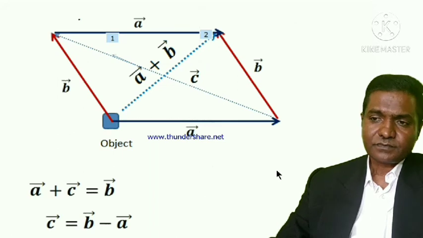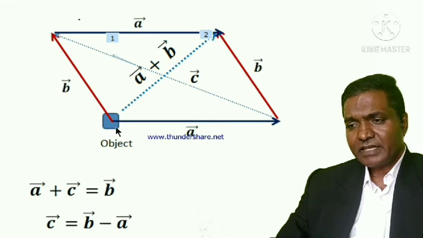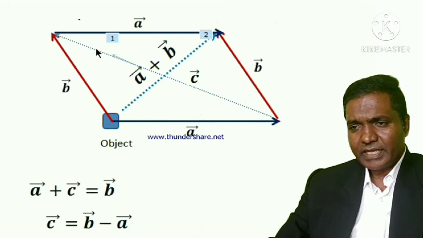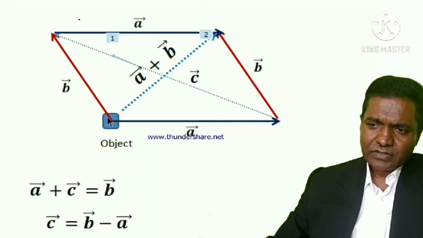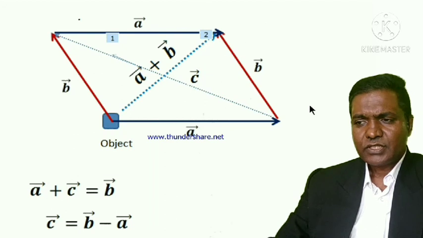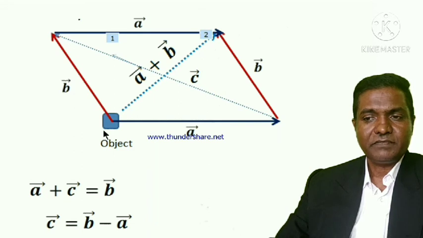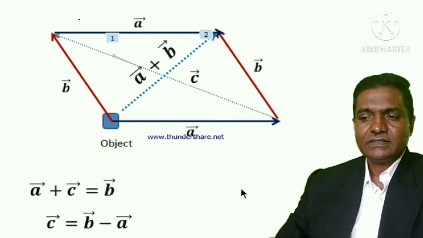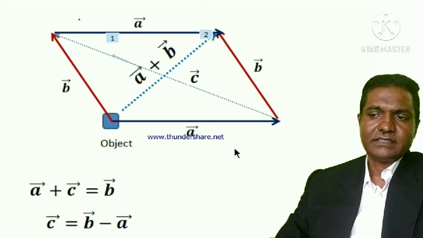Now by the triangle law of addition, this vector A plus this vector C, starting from this point and ending here, gives vector B. So vector A plus vector C is vector B. If you transfer vector A to this side, this is vector B minus vector A. So this diagonal represents vector B minus vector A. One diagonal is A plus B if A and B are the adjacent sides, and the other diagonal is vector B minus vector A. You can also learn this. This is important even in physics.